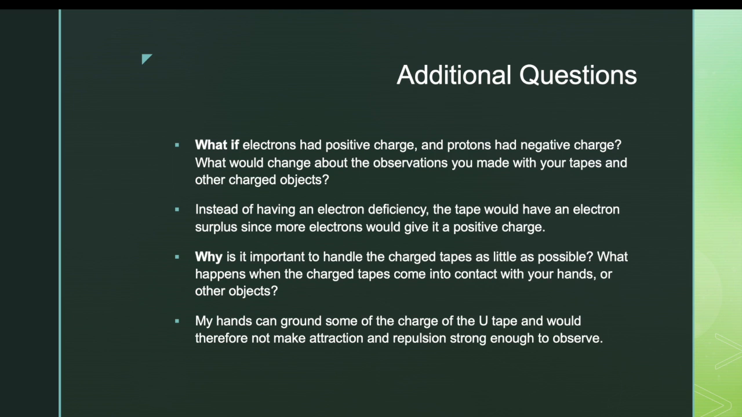What if electrons had positive charge and protons had negative charge? What would change about the observations you made with your tapes and other charged objects? Here's my answer. Instead of having an electron deficiency, the tape would actually have an electron surplus, since more electrons would be needed to give the piece of tape a positive charge.